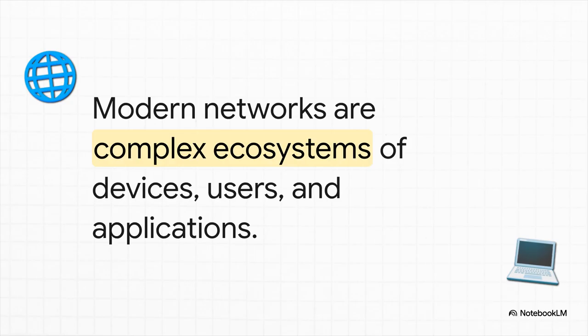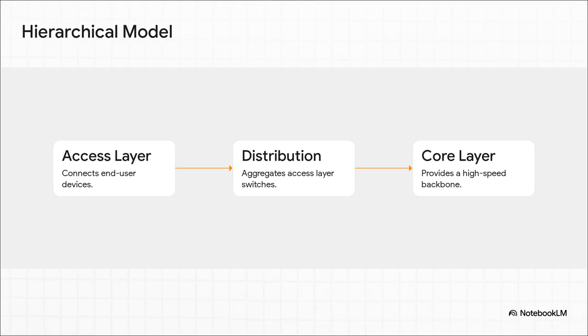And that brings us to a classic, proven model that really works. It's this three-layer hierarchical model. And honestly, the best way to think about it is like a city's road system. You've got your access layer. Those are the local streets connecting houses. Then the distribution layer, kind of like the main roads that gather all that traffic. And finally, the core layer. That's your high-speed highway, the backbone of it all.